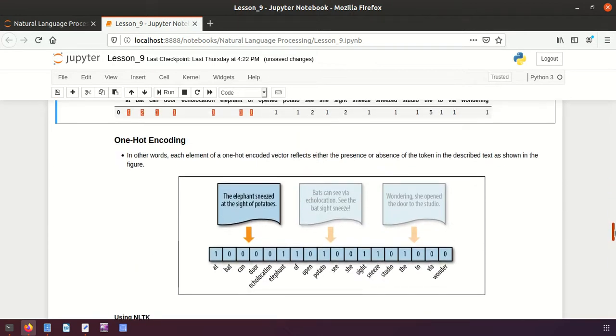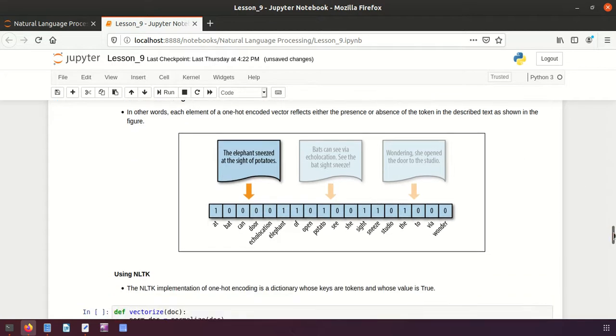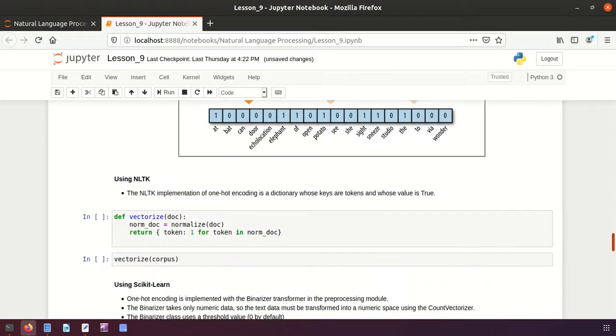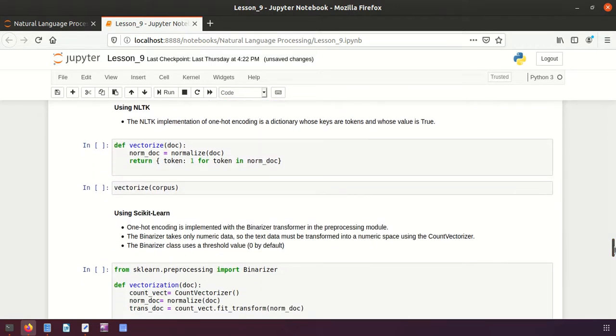Now let's see one hot encoding or vectorization. In one hot, as we discussed, if the word is there, it will be 1. If it is not there, it will be 0. So see here, "at" is there, it is 1, but "but" is not there, so it is 0, this one is 0, this one is 0. Elephant is there in this document, it is 1. Off is there, it is 1. So like that, it will be considered 0, 1 binary values, what we call Boolean.